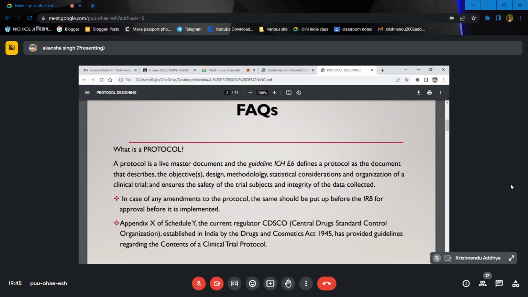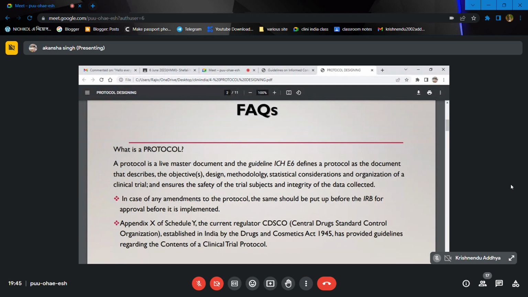A protocol is defined as a document that describes the background, rationale, objective, design, methodology, statistical considerations, and organization where you are going to conduct the trial. Everything will be there, like the environment, meaning what geographical location you are going to take. It serves as a reference document that describes why the trial is being conducted, how it should be executed, and what is to be done in any kind of eventuality.